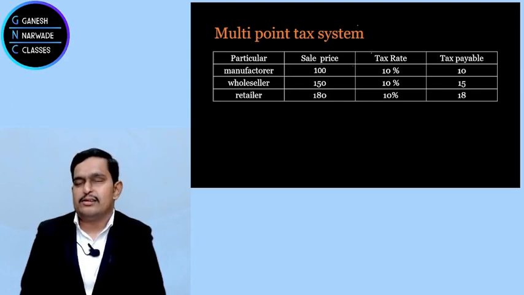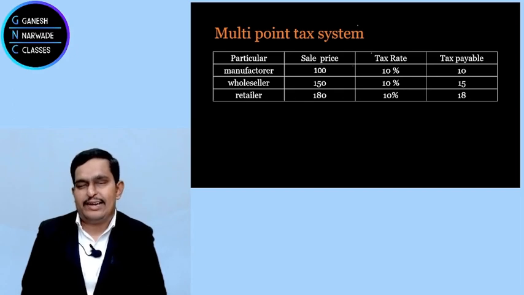But now think, normally government should have got 18 rupees tax. Correct? That's the maximum government should collect. But here how much? 10 plus 15, 25, yes or no? 25 plus 18, 43 rupees tax. So on 180 rupees goods, 43 rupees tax. Huge amount of tax, right?